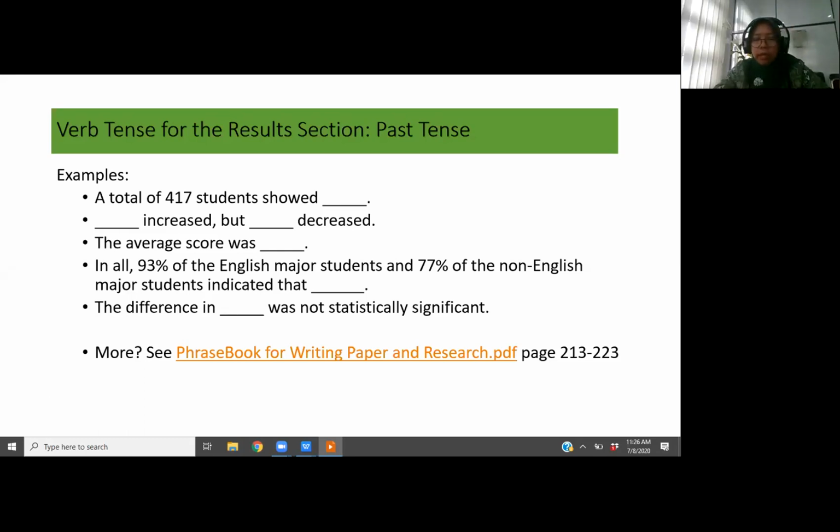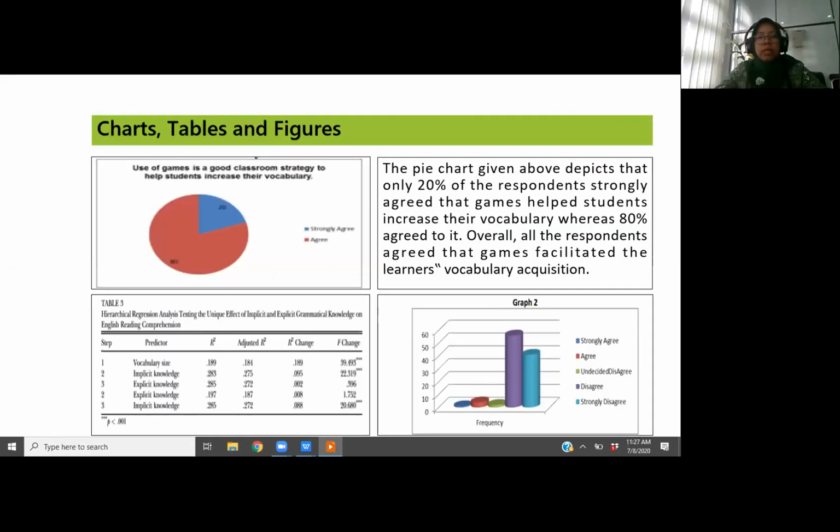And at the end of the presentation later on, I will show you this book, the fresh book for writing papers and research. This is a must-have book for every academician like us. The book also shows you what kind of phrases or words are to be used in every chapter of the thesis. Here, for example, we need to also use charts, tables, and figures.